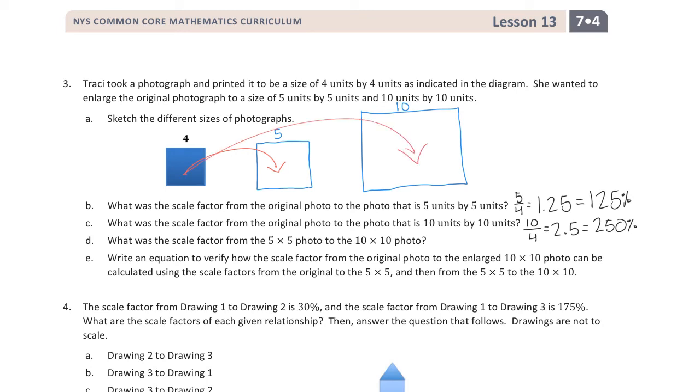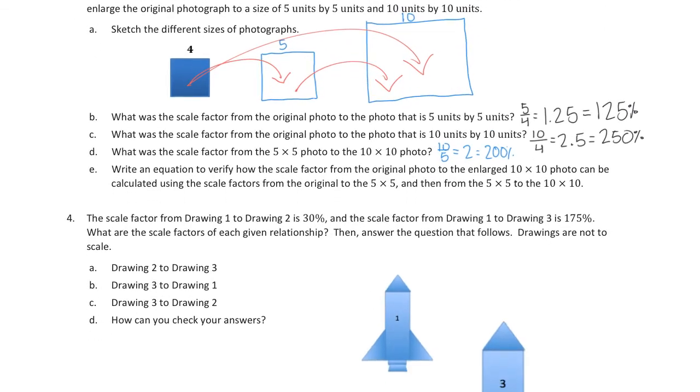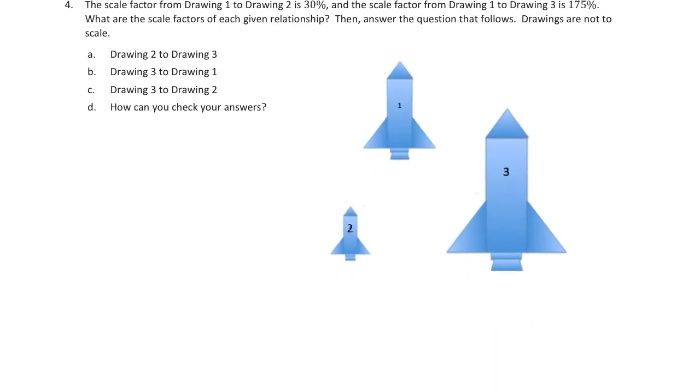Now we want to go from the 5 by 5 to the 10. So here I'm going to have 10 over 5. And 10 divided by 5 gives us 2. When we write this as a percent, it's going to give us 200%. Let's skip E and we're going to move on to number 4.